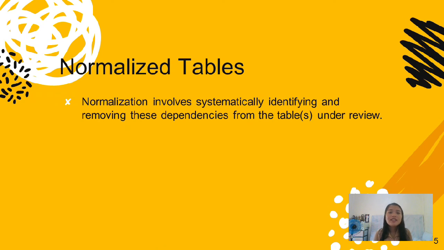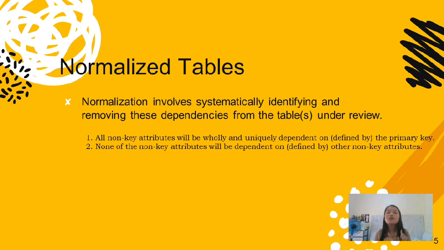Normalization involves systematically identifying and removing these dependencies from the tables under review. Tables in 3NF will be free of anomalies and will meet these two conditions. The first one is that all non-key attributes will be wholly and uniquely dependent on the primary key. The second one is that none of the non-key attributes will be dependent on other non-key attributes. Now, the database tables in Table 10.1 are in 3NF but contain only minimal attributes.